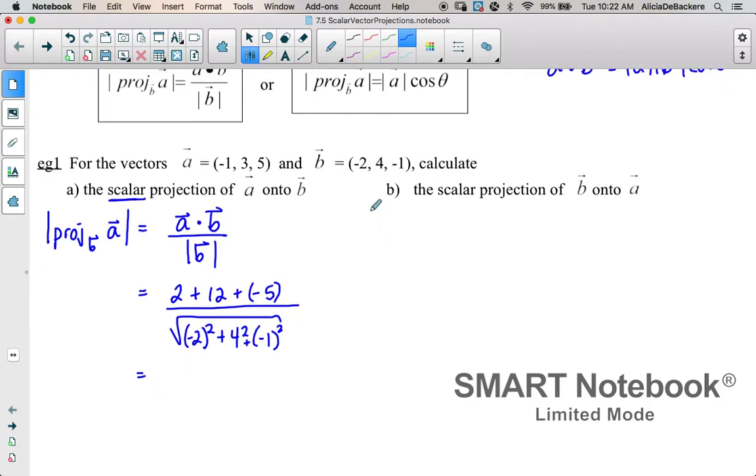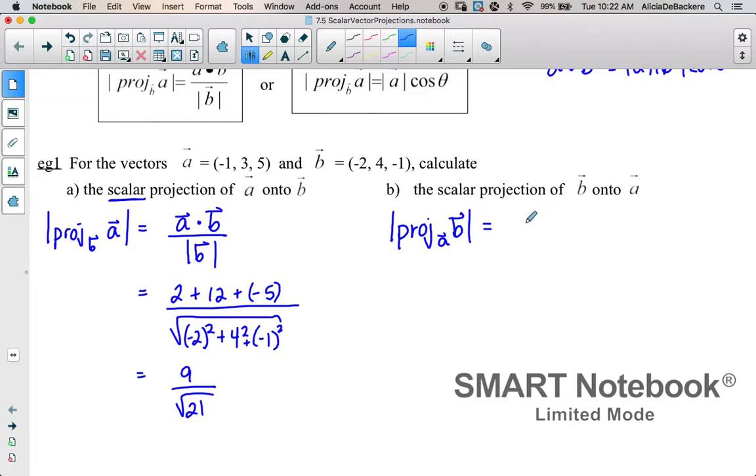And so I can simplify in the numerator here, 14 minus 5, that gives me 9. And in the denominator, I end up here with the square root of 4 plus 16 plus 1, that's 21. Okay, so I'm not going to change that into a decimal. I'm happy there. I'm going to now move over, and I want to see, is it the same if I switch the order? So now I'm projecting B onto A.